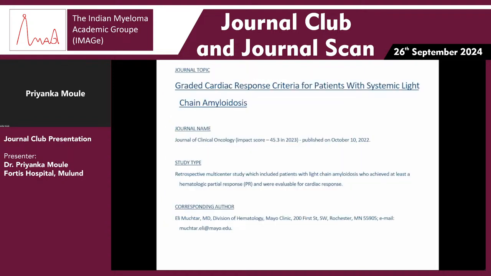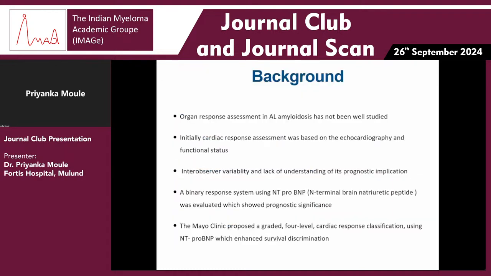So coming to today's journal article, the title is Graded Cardiac Response Criteria for Patients with Systemic Light Chain Amyloidosis. It is from the Journal of Clinical Oncology and published in October 2022. It's a retrospective multi-center study which included patients of light chain amyloidosis who at least achieved a hematological partial response. The corresponding author is L. Mutter from the Mayo Clinic.